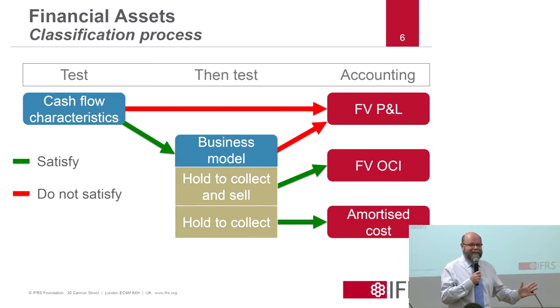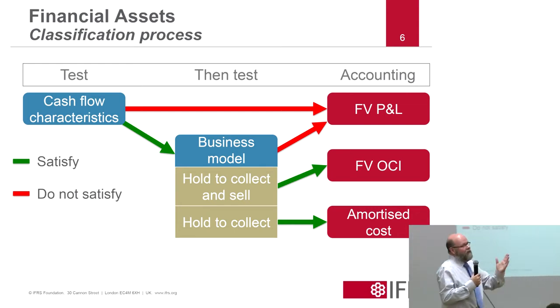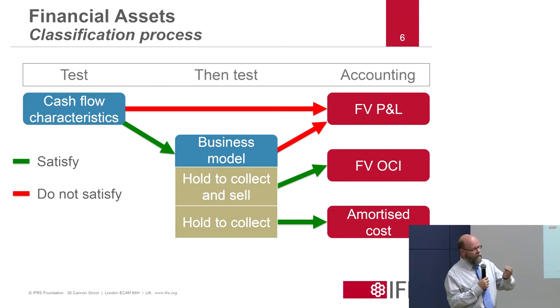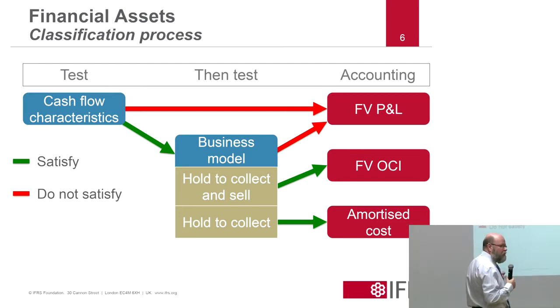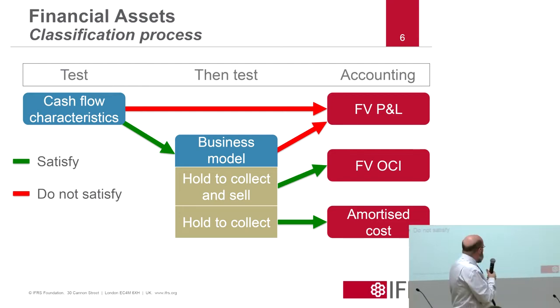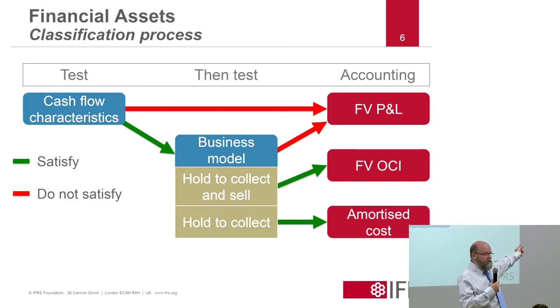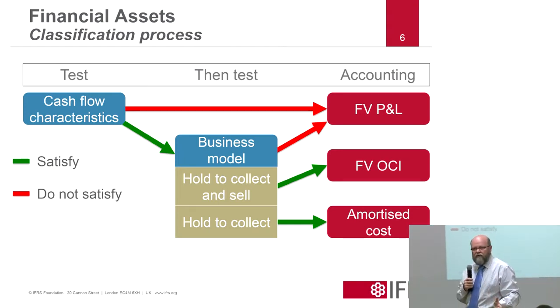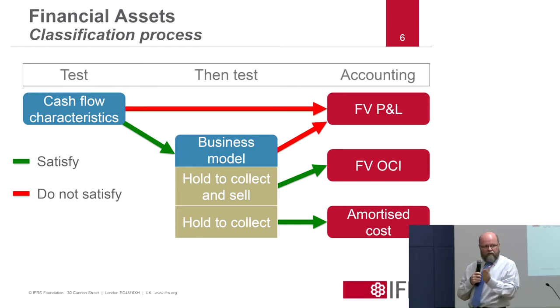So you're going to end up with a situation where you're right. You may well end up with some basic instruments you consider vanilla instruments that are now being measured at fair value profit and loss. And because they're measured at fair value profit and loss, I don't get my impairment information. And within the way IFRS 9 has been written, there were a lot of requests and a lot of concerns about this.